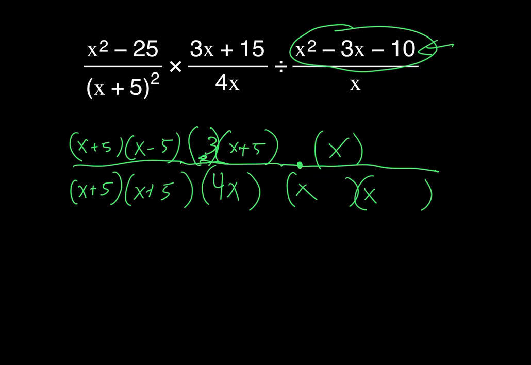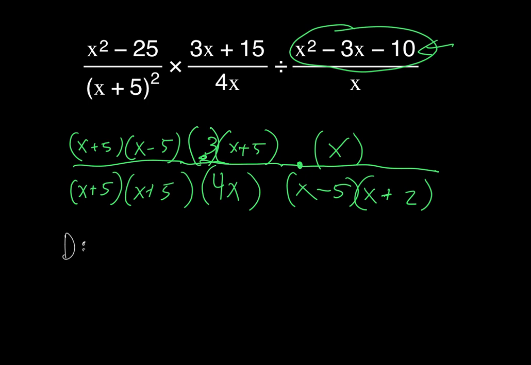Are there two things that multiply to negative 10 that add to negative 3? Negative 5, positive 2. They multiply to negative 10 and they add to negative 3. My domain.